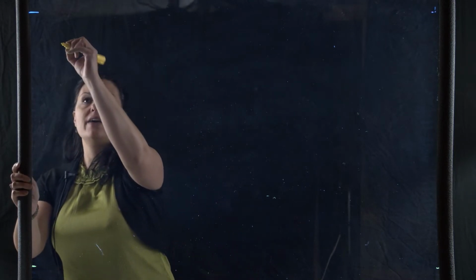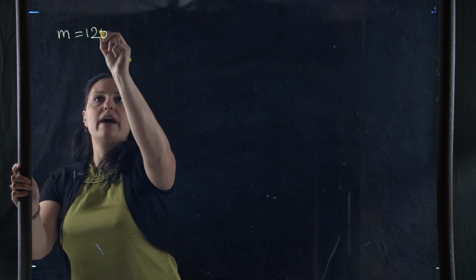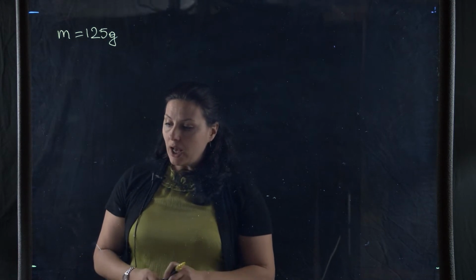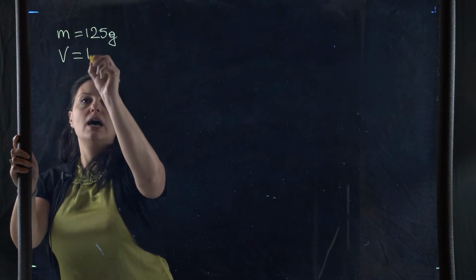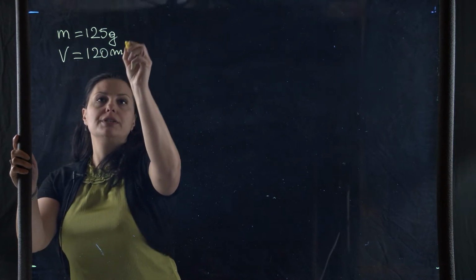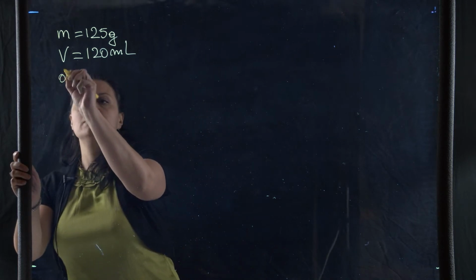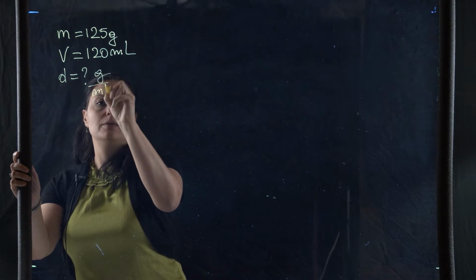Okay, let's work on the problems on slide 40. A liquid has a mass of 125 grams. So my mass is given as 125 grams per 120 milliliters. So my volume is 120 milliliters. What is the density in grams per milliliter? Density, how many grams per milliliter?